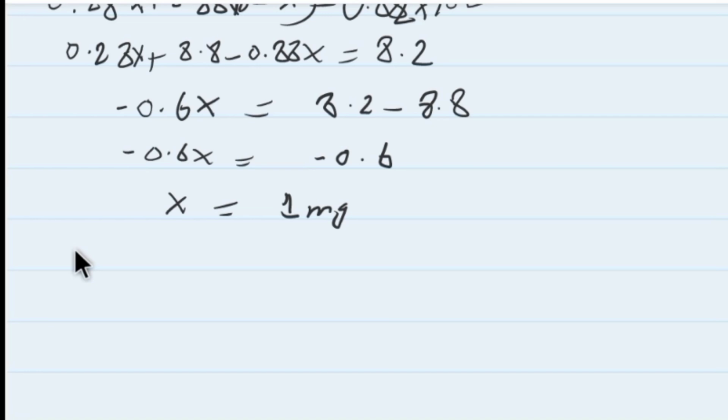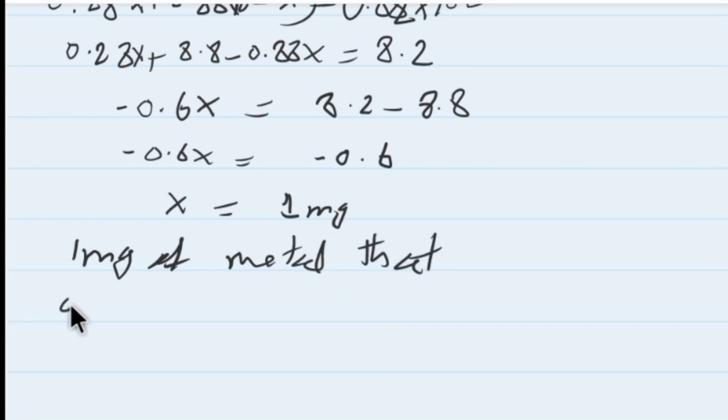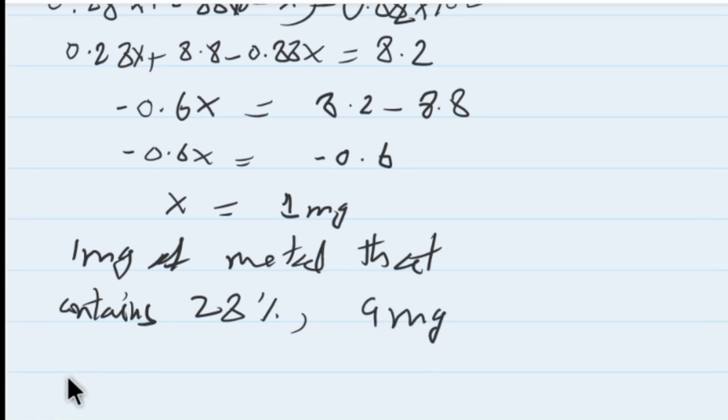So she should use 1 milligram of metal that contains 28 percentage of silver, and the other metal should be 10 minus x, that is 10 minus 1, so 9. The other metal should be 9 milligram of metal that is 88% of silver.